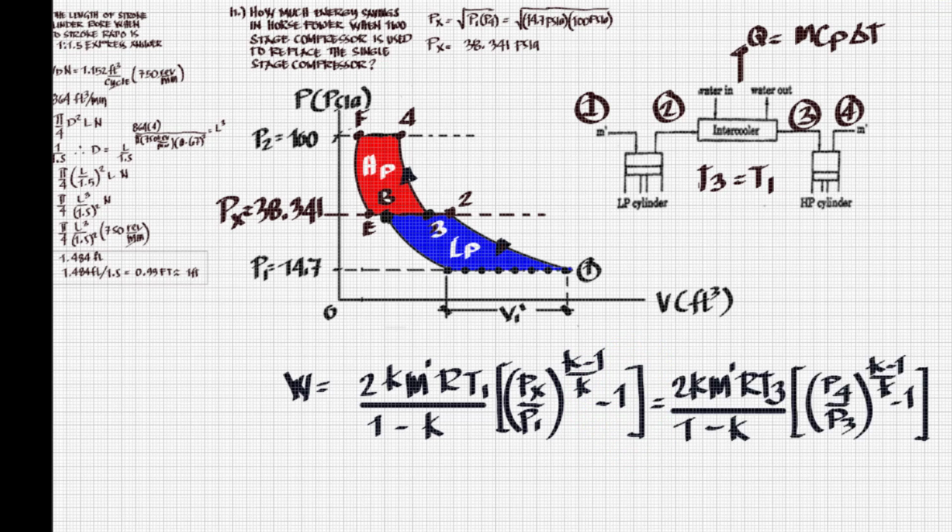Or we can express this equation as 2k times mass flow rate times R times temperature 3, divided by 1 minus k, times the ratio of pressure P4 and P3, where my P3 is also equal to my intermediate pressure, raised to (k minus 1) over k, minus 1. So I have right here that pressure 2 and pressure 3 are equal to my P sub x.